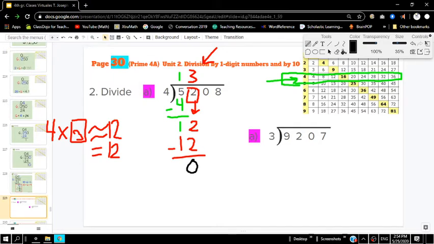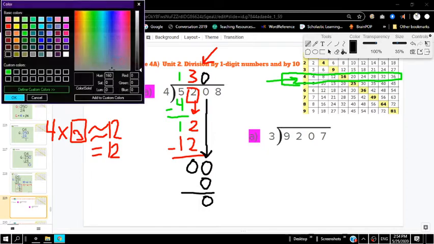All right, what do we do next? Well, we bring that next number down into our answer, okay? It's almost like our remainder. We're bringing the remaining numbers into our answer. How many times will 4 go into 0? Well, 0 times, right? 0 times 4 equals 0.